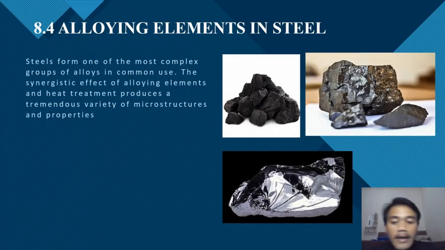And next we go to the alloying elements in steel. Steel forms one of the most complex groups of alloys in common use. The synergistic effect of alloying elements and heat treatment produces a tremendous variety of microstructures and properties. And they have a lot of properties. The first is carbon, the single most important alloying element in steel. Manganese is normally present in all commercial steel.